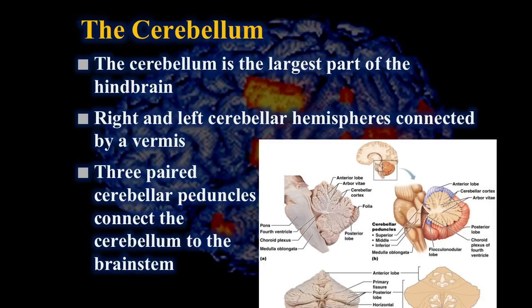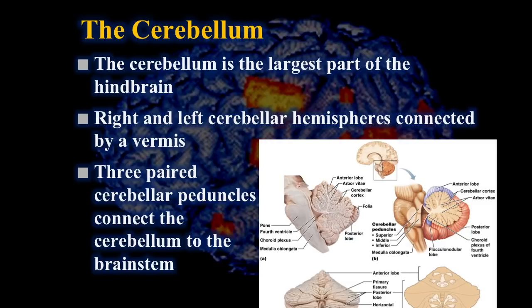And then as far as the rest of the anatomy goes, there are 3 paired cerebellar peduncles, and peduncles are just connectors. They're the feet, they connect the cerebellum to the brainstem, and you can see them right through here. So it's just connecting the cerebellum, the little brain, to the rest of the brain, to the brainstem right there.